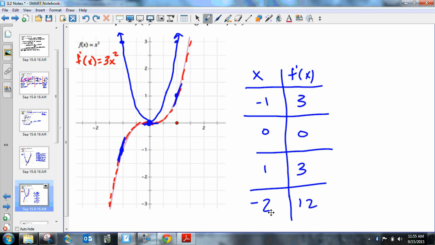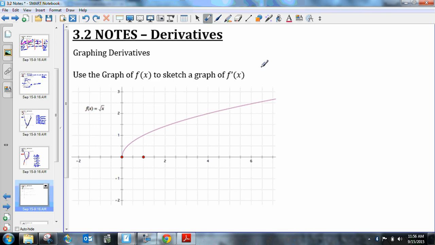12, okay? And if I did +2, we would also get 12, okay? So those points aren't on the graph, but that's the idea, okay? So I'm using these little tangent lines to help me graph where these go, okay? So let's take a look. Let's do this one real quick, the square root of x.